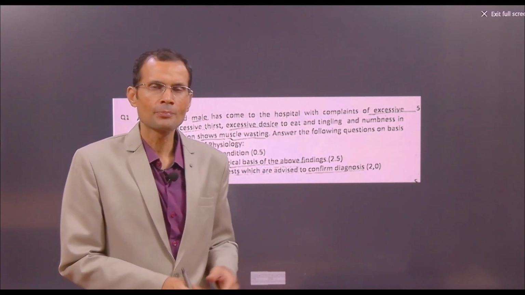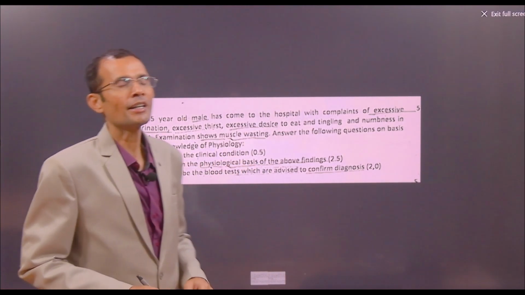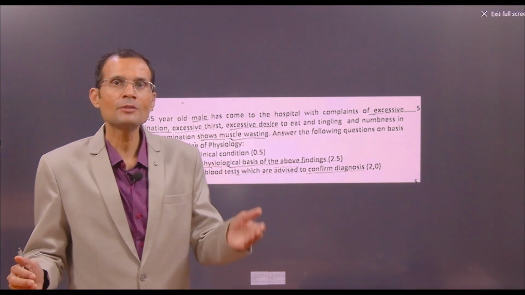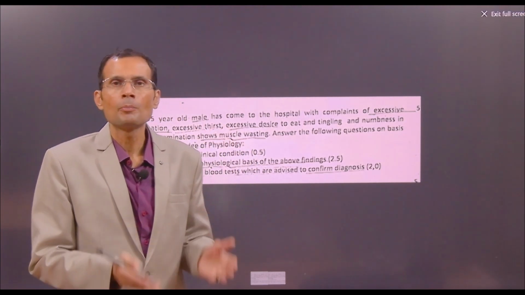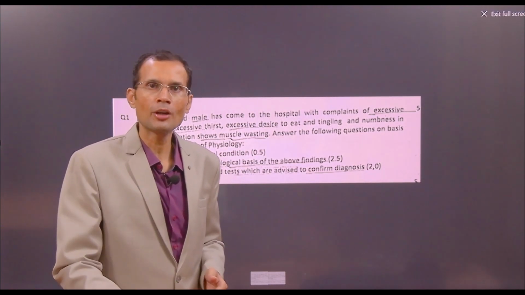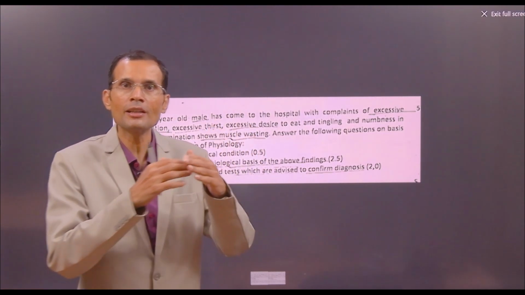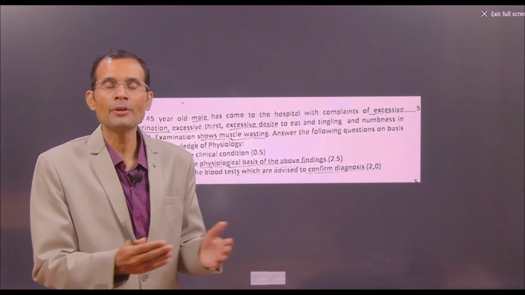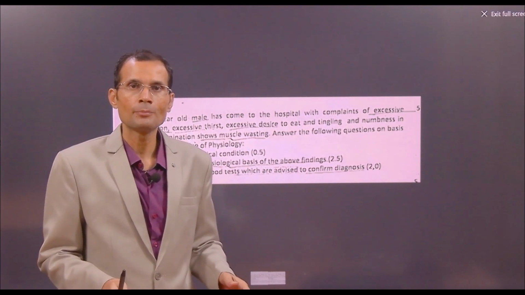Diabetic neuropathy, and explain the physiological basis of the above findings. Means why there is polyphagia, polyuria, polydipsia. Blood sugar has increased and glucose is not getting metabolized, so the satiety center is not completely fulfilled, and therefore the person keeps on eating, resulting in polyphagia.